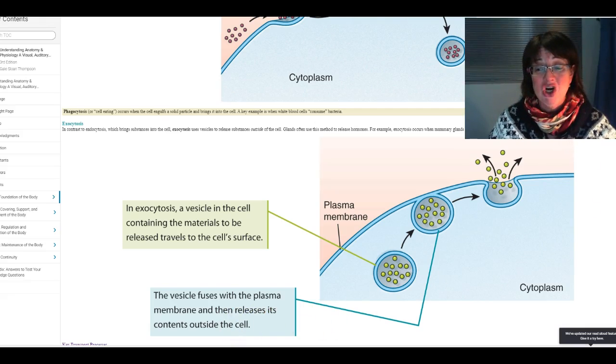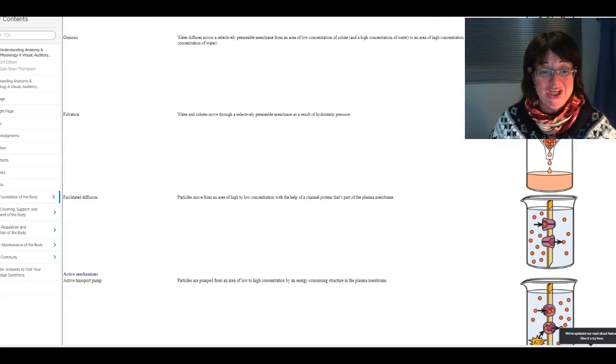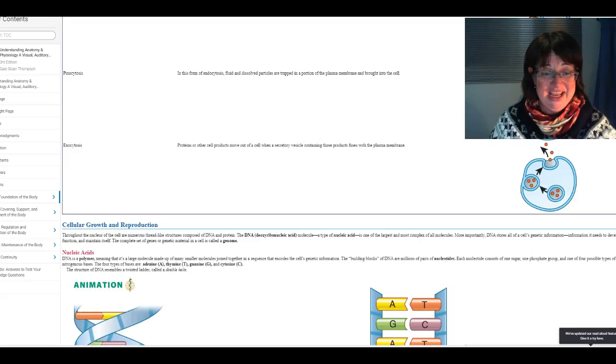Now that was a big thing on transport. The textbook has a really good summary on it at the end.